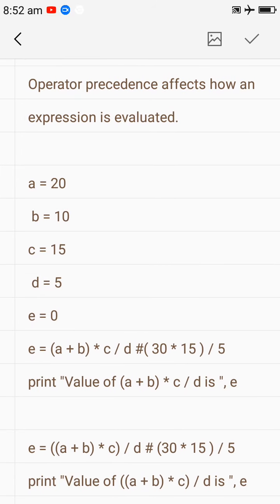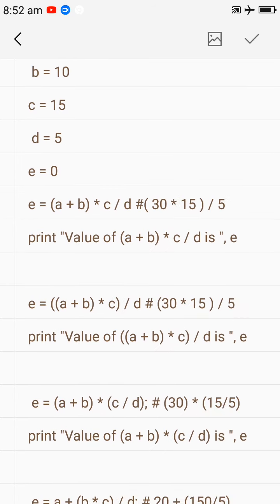We have taken five variables a, b, c, d, e, and a equal to 20, b equal to 10, c equal to 15, d equal to 5 we have assigned, and e equal to 0. Now you can see e equal to a plus b into c divided by d. So what is the order? As you can see here, how the equation will execute. Firstly, the a plus b, the parenthesis, will execute first, then the result of a plus b will be multiplied by d. So this is the way in which the value will be evaluated.